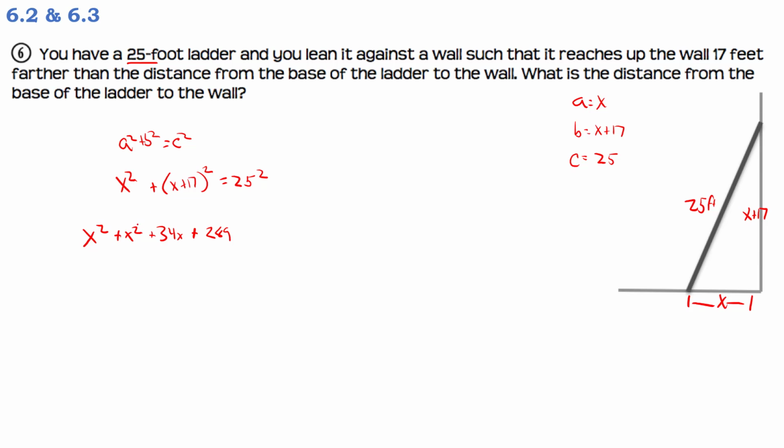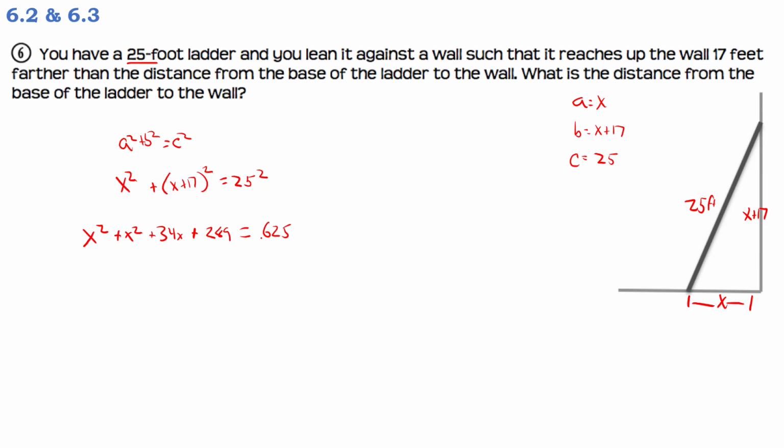Okay, because we have x times x was x squared, and you're going to have 17x plus 17x, which gives you 34x. Then 17 times 17 is 289. That's a quick little easy way to do it when you've got two of the same that are right by each other. That's the way you can think about it, okay? And 25 times 25 is 625.